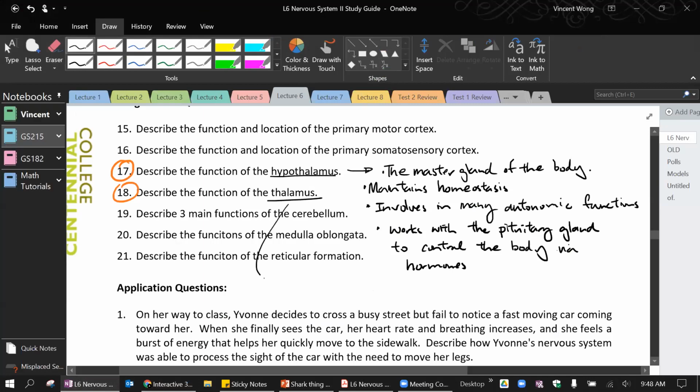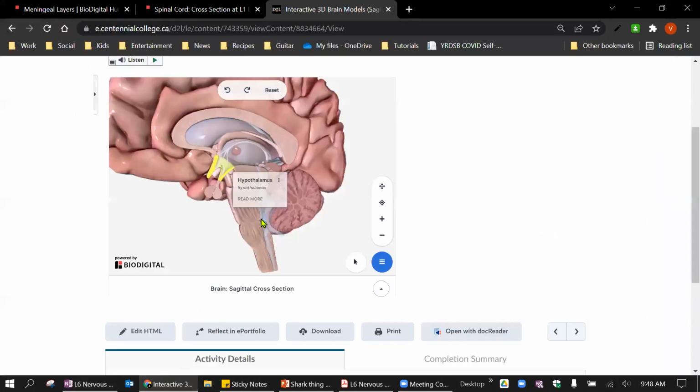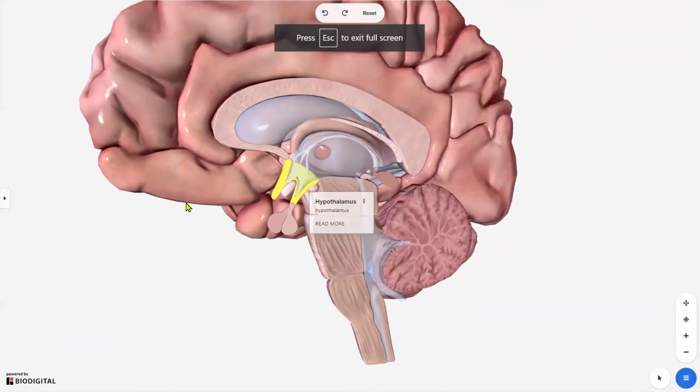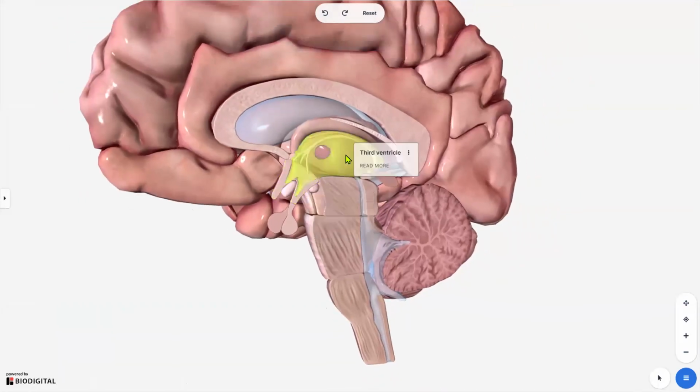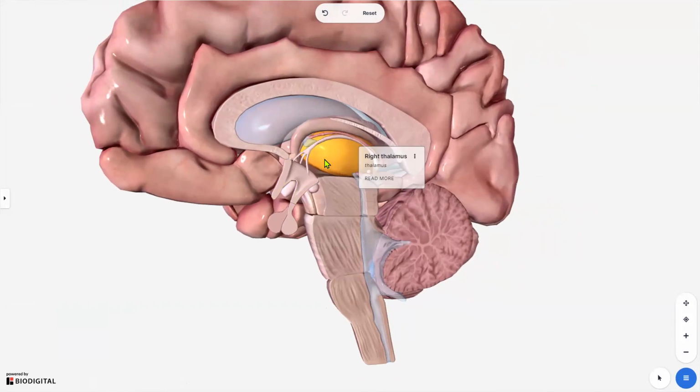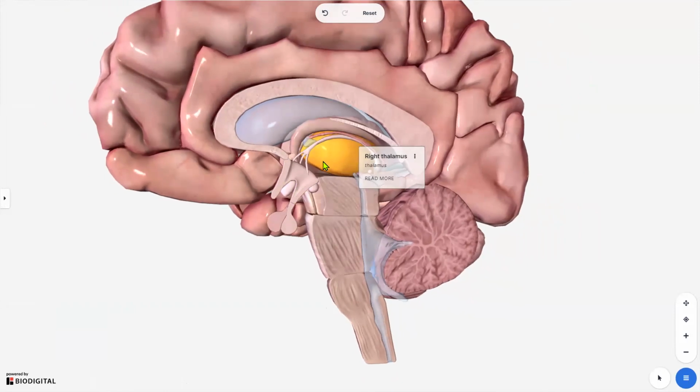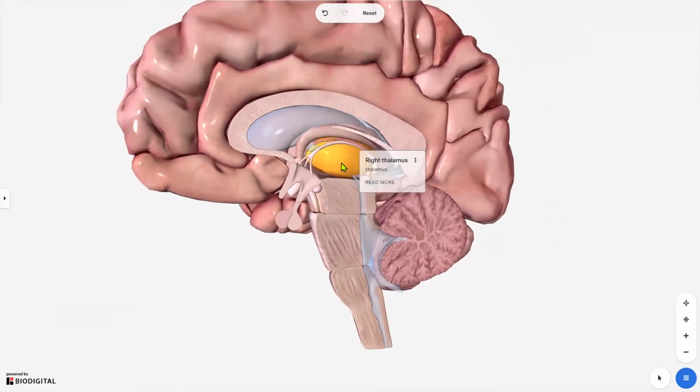Thalamus, on the other hand, is going to be right here. Let me try to make this full screen again. Right here, this is the third ventricle. If I delete the third ventricle, you can see behind it is actually the thalamus. You have two thalami, one on the right, one on the left, and it's made up of gray matter. All the sensory information, except for smell, will go through the thalamus.